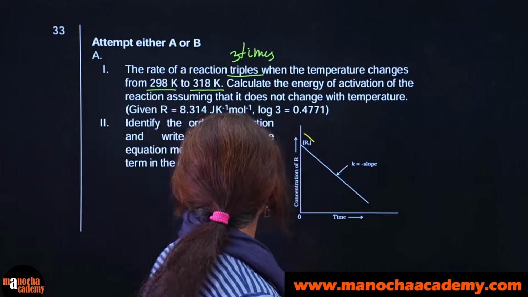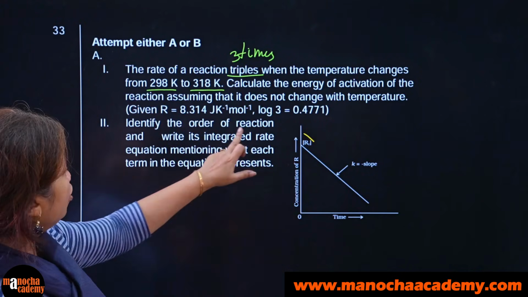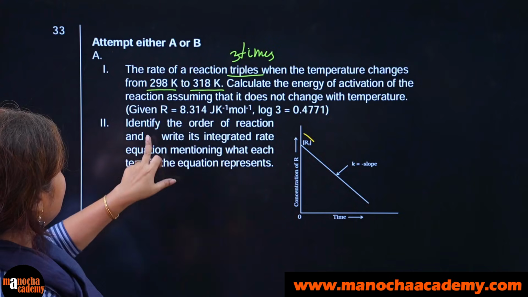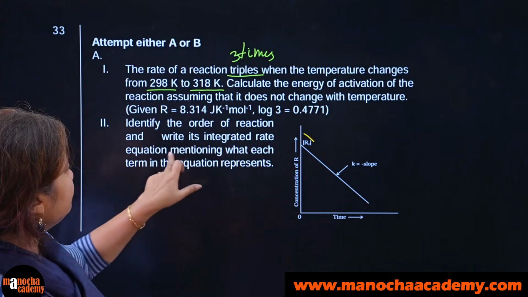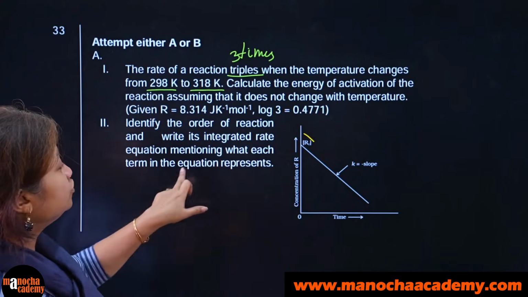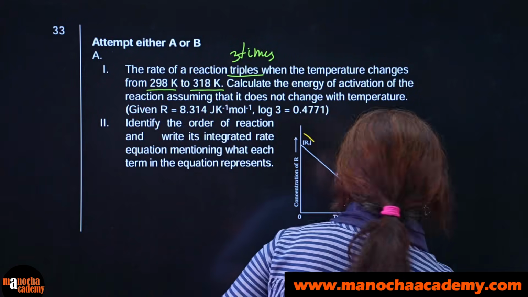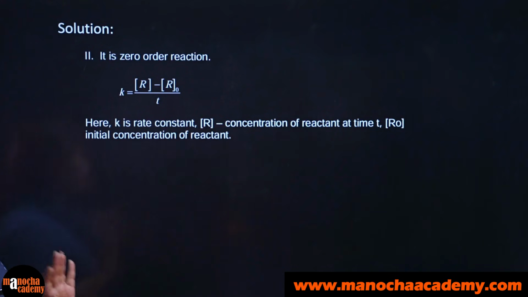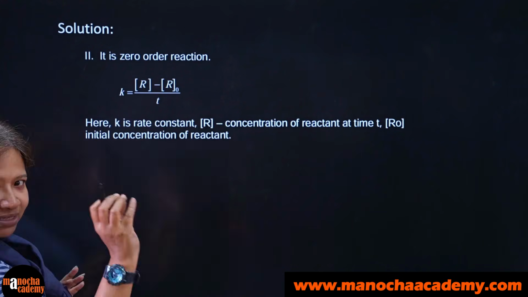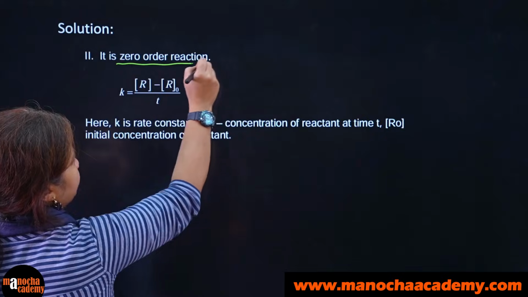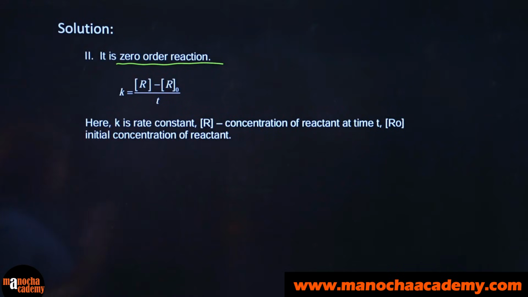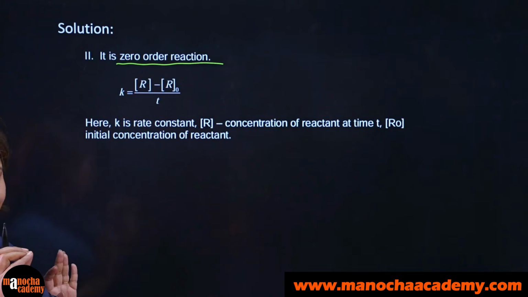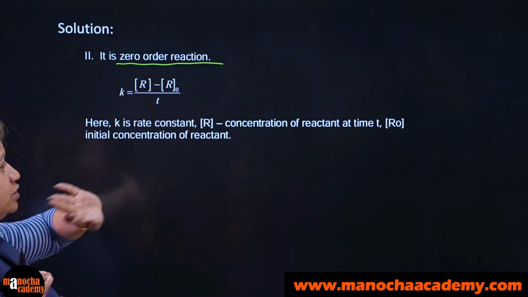So this is done. Now, identify the order of the reaction, and write the integrated rate equation mentioning what each term in the equation represents. So you see how to write the answers? If you have less time, I repeat, simply writing zero order reaction will do. Zero order reaction, you get marks. And then you write the integrated rate equation: k equals R0 minus R by t.